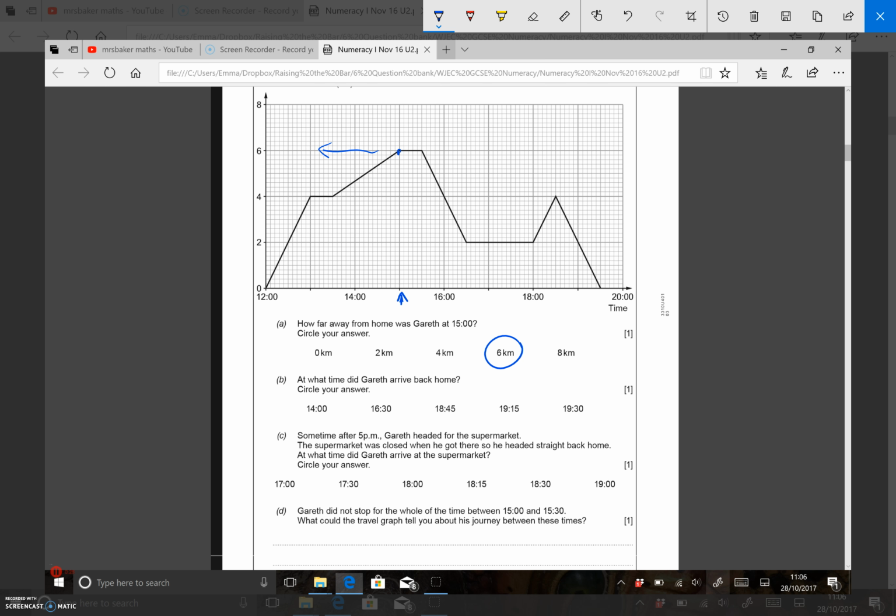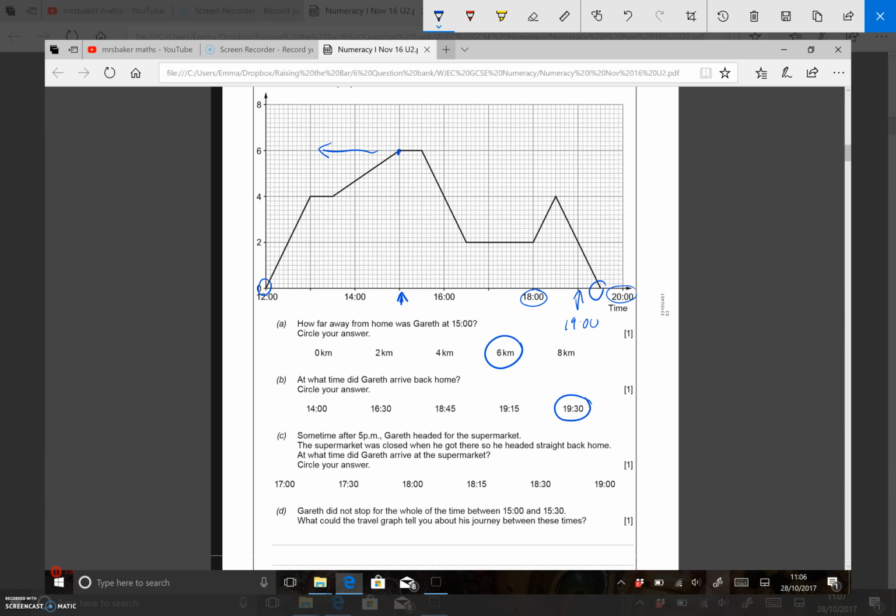Right, at what time did Gareth arrive back home? He left home at 12, he did his journey, and he arrived back home at this point here. Now we can see that that's between 6 o'clock and 8 o'clock in the evening. Halfway between there, that's going to be 7 o'clock, so 19:00, and we're halfway between 7 and 8, so the answer therefore we'll mark is 7:30.